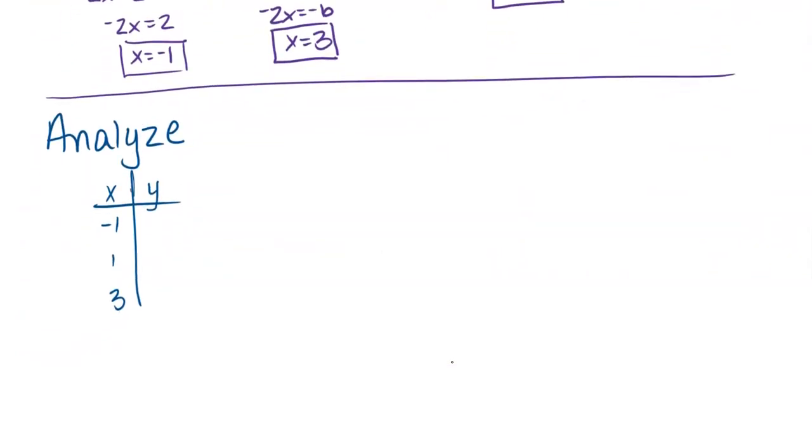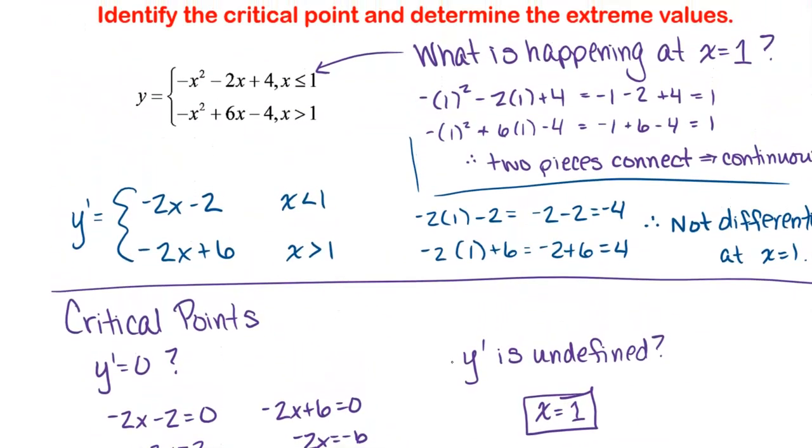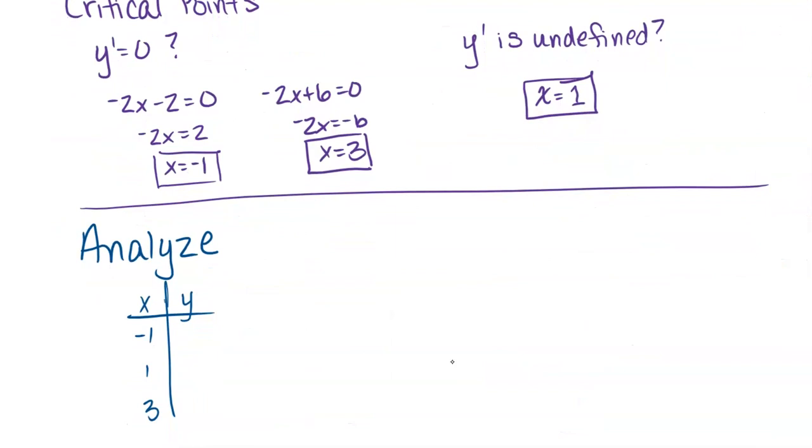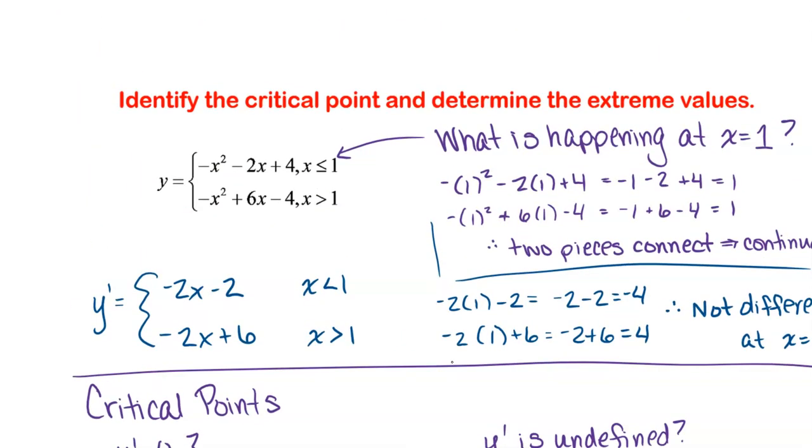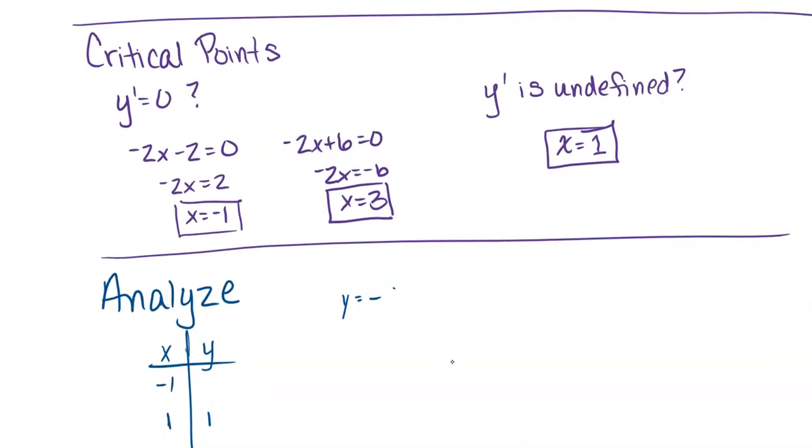All right, negative 1 and 1 and 3. I'm going to plug those into the original function in order to find the y values that go along with them. Now, I already plugged 1 in, and I got 1, so that one's easy. If I plug in negative 1, I'm going to have to use the top piece of this because negative 1 is less than 1. So I'm going to do negative 1 squared minus 2 times negative 1 plus 4.